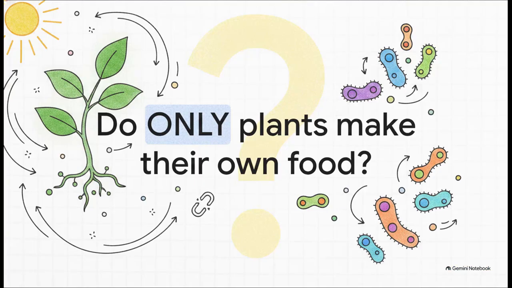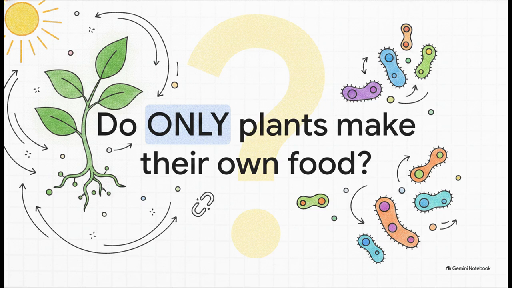So, tell me if this sounds familiar. Have you ever thought that plants are literally the only organisms capable of making their own food from sunlight? It's a super common assumption, right? I mean, we learned pretty early on that plants sit right at the base of the food web, just quietly soaking up rays and generating their own fuel.